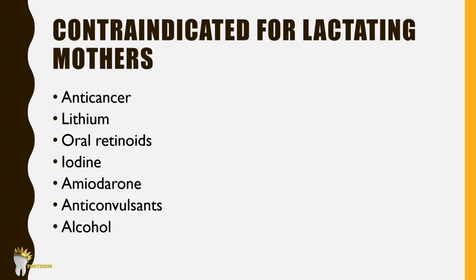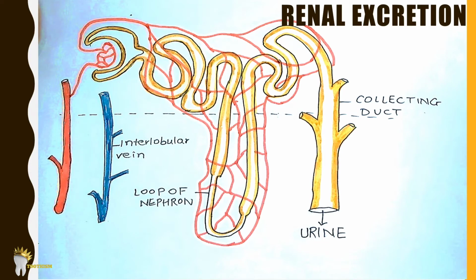Still, care should be taken that the drugs are prescribed only when essential. Some drugs are contraindicated for lactating mothers. These are anti-cancer drugs, lithium, oral retinoids, iodine, amiodarone, which is an antiarrhythmic drug, anticonvulsants, alcohol, etc. Now let's understand the renal excretion of drugs in detail.